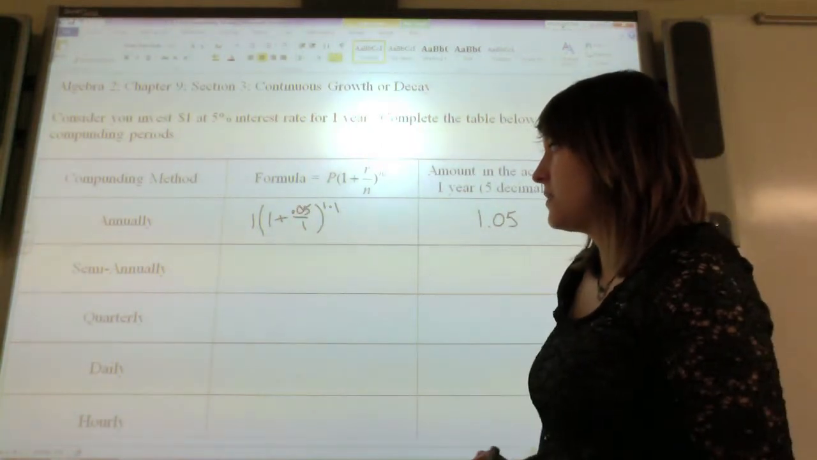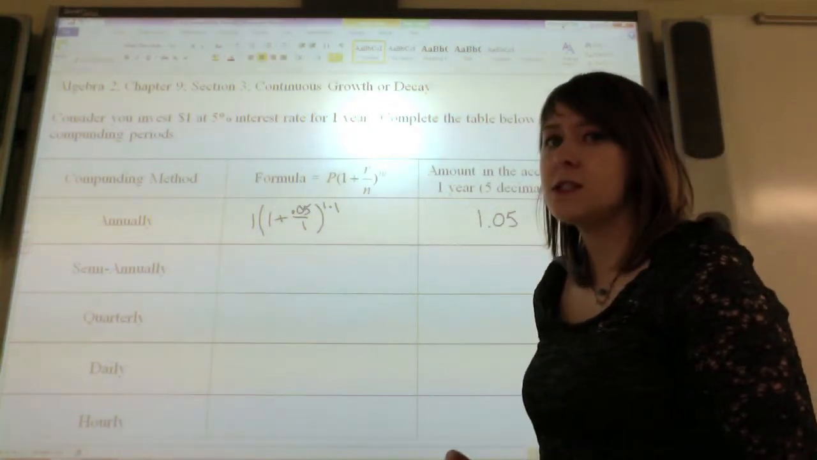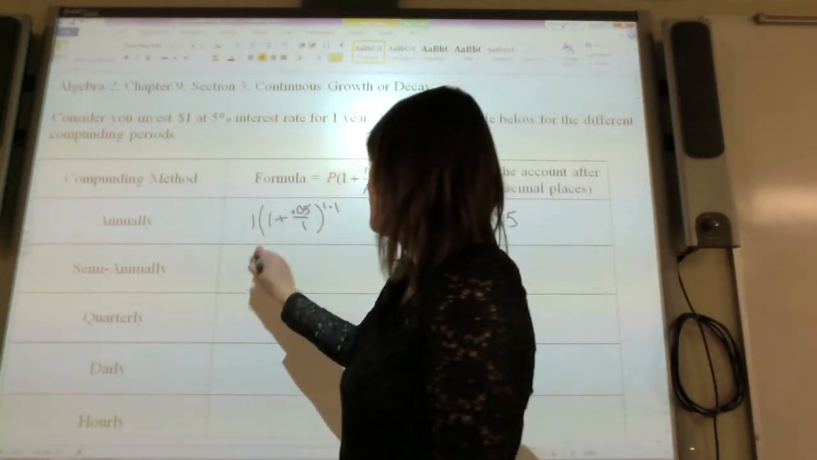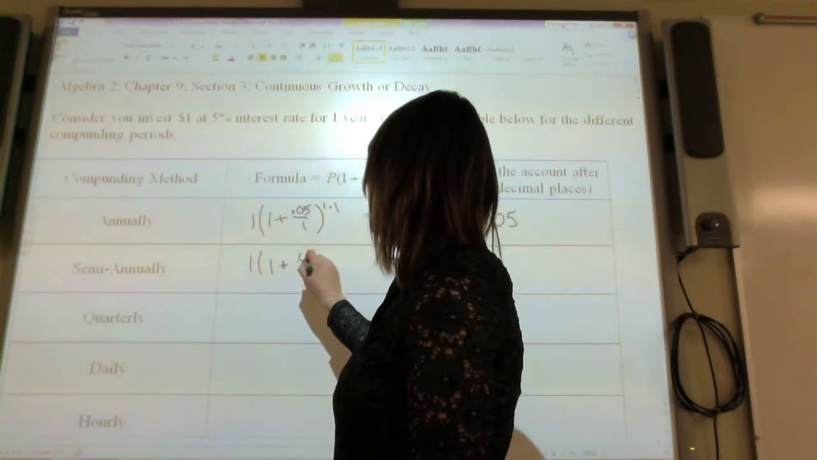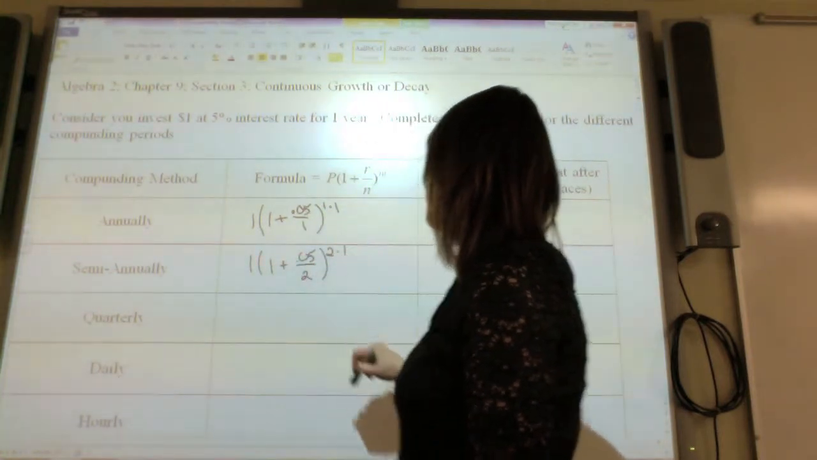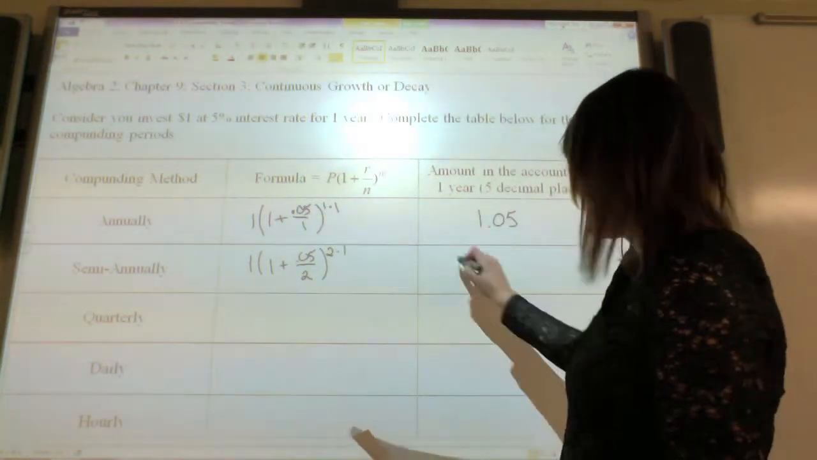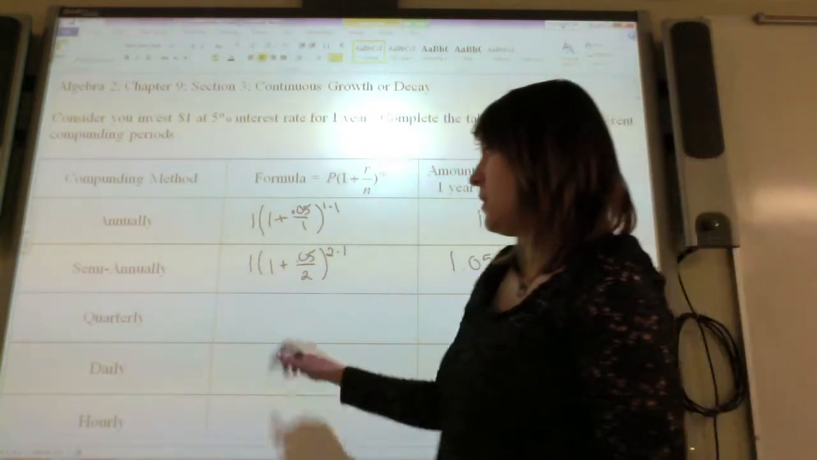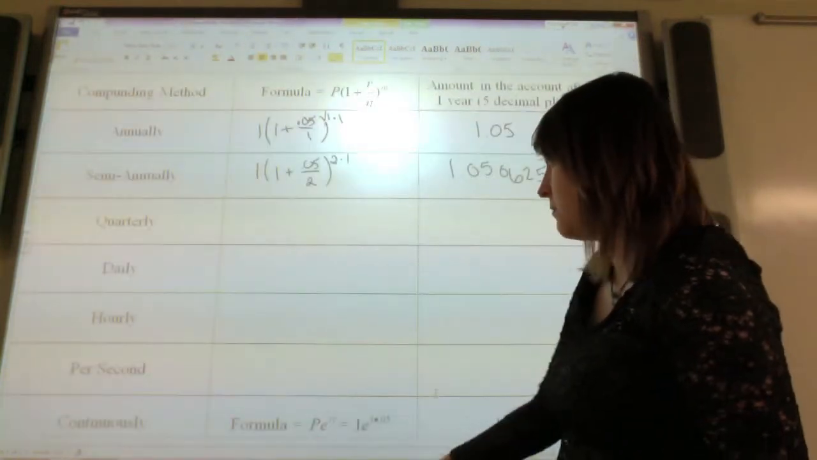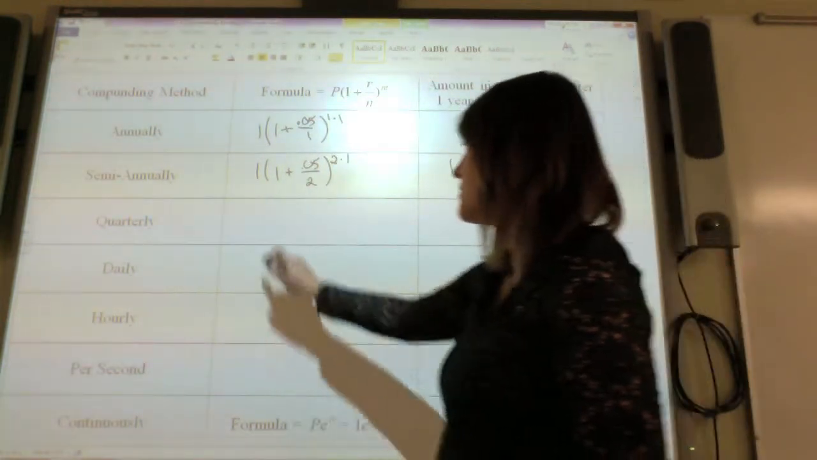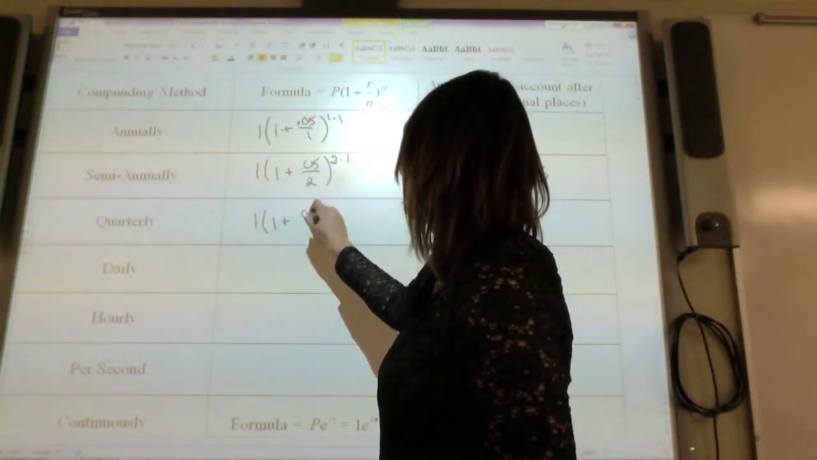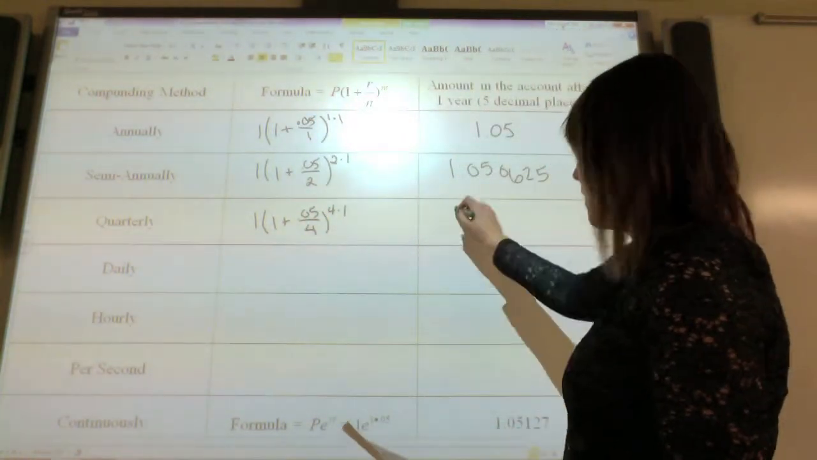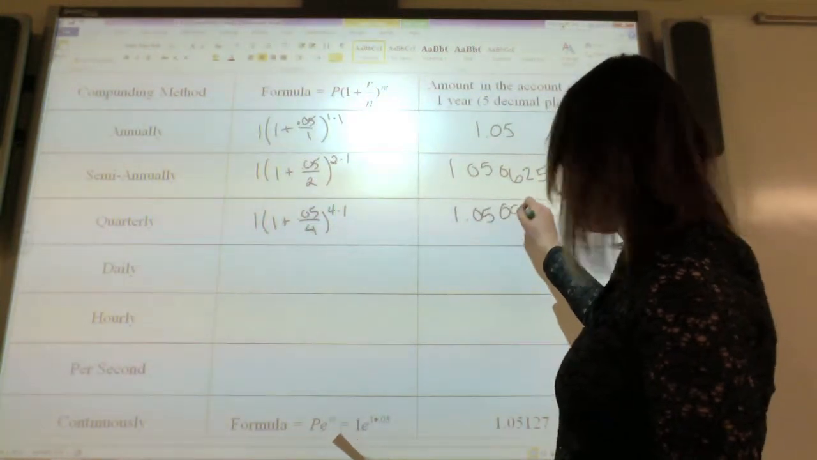Okay, now I'm going to do the same thing for semi-annually. The only difference is that semi-annually means that I'm compounding twice per year, so my N value will be 2. So when I compute that out, I get 1.050625. Okay, now I'm going to do the same thing for all the other ones. Quarterly means that I'm compounding 4 times per year. So when I compute that out, I get 1.050945.